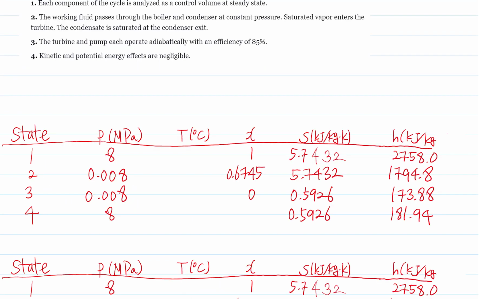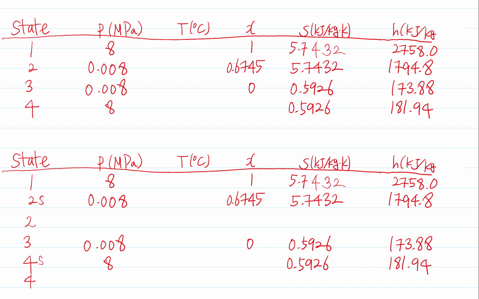So this is the state property table we created in example 8.1. The processes 1-2 and 3-4 are isentropic processes. So the properties we acquired in the previous example are for the isentropic processes. In the table at the bottom, I've added the actual states 2 and 4. We are going to determine the enthalpy at state 2 and enthalpy at state 4, and the enthalpies we calculated in previous examples are for the isentropic processes.